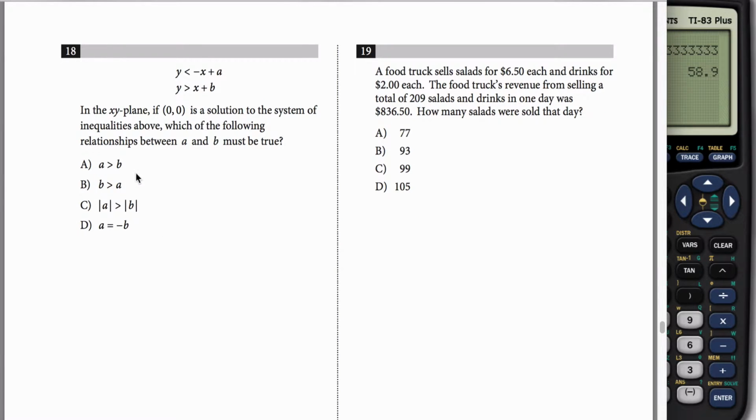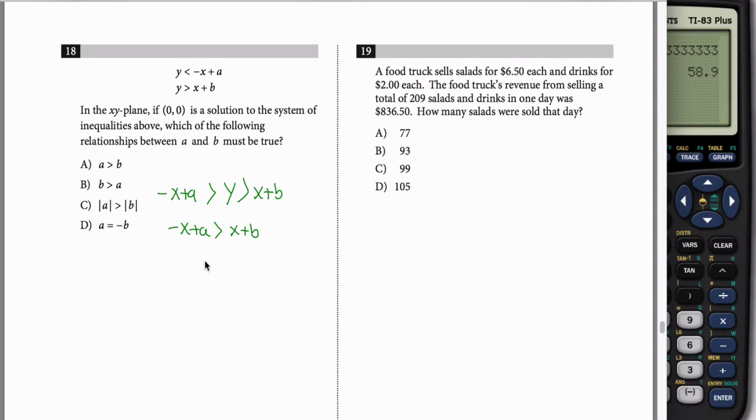18. All right, number 18. 18 is a little bit tricky. So you're given these inequalities, and you're told that (0, 0) is a solution to this system of inequalities. And you're asked which of the following relationships between A and B must be true? There are a few different ways you can solve this problem. One way is to say, well, I know that y is greater than x plus b, and I know that y is less than -x plus a. So what that tells me is -x plus a must be greater than x plus b.